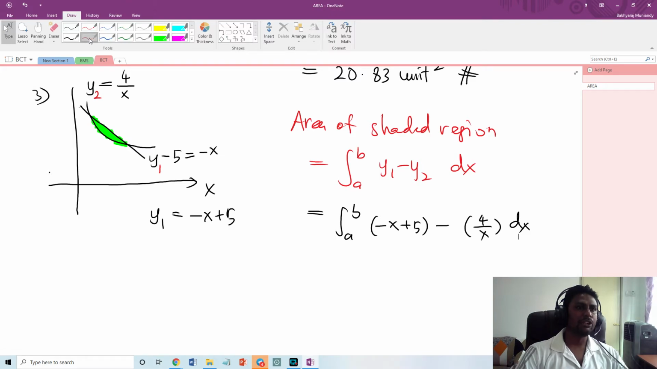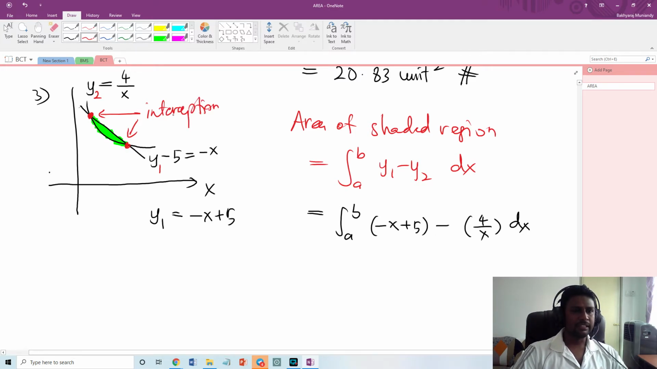Okay, so I need to find AB. So where will be my limit? Definitely the interception point. So the interception point will be here and will be here. So these are the interception points. When there is an interception, this is my A, this is my B.